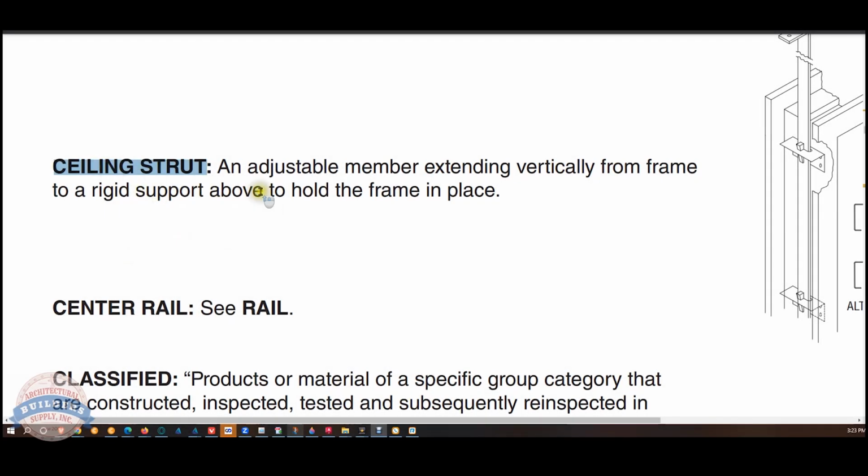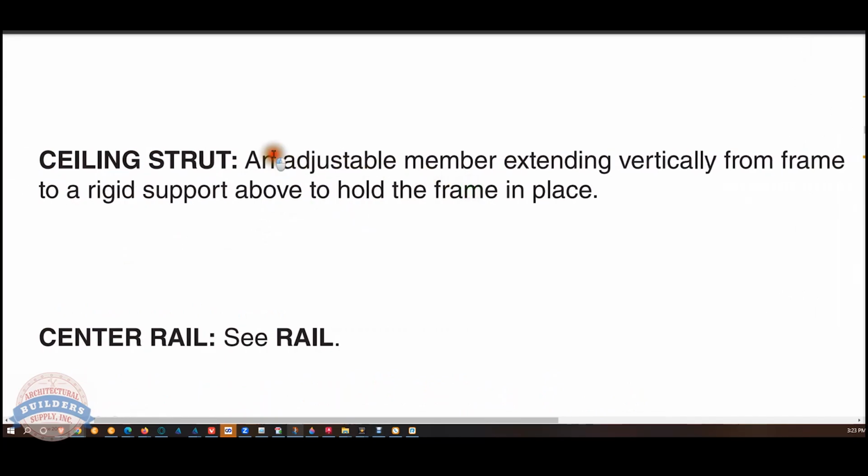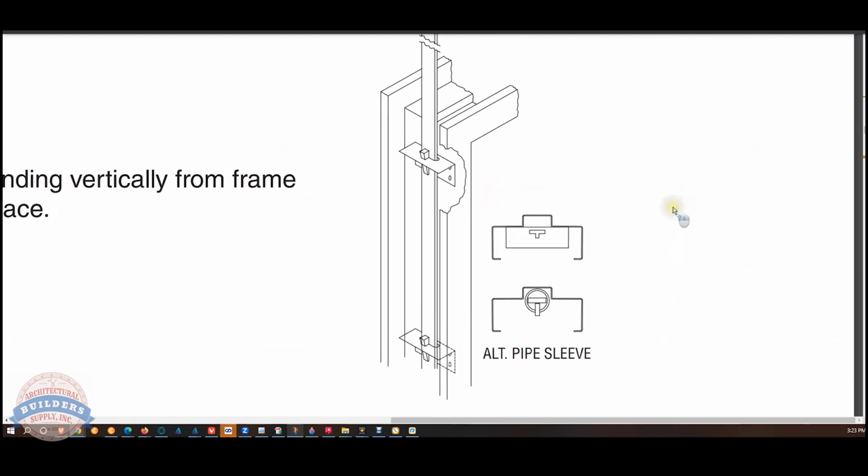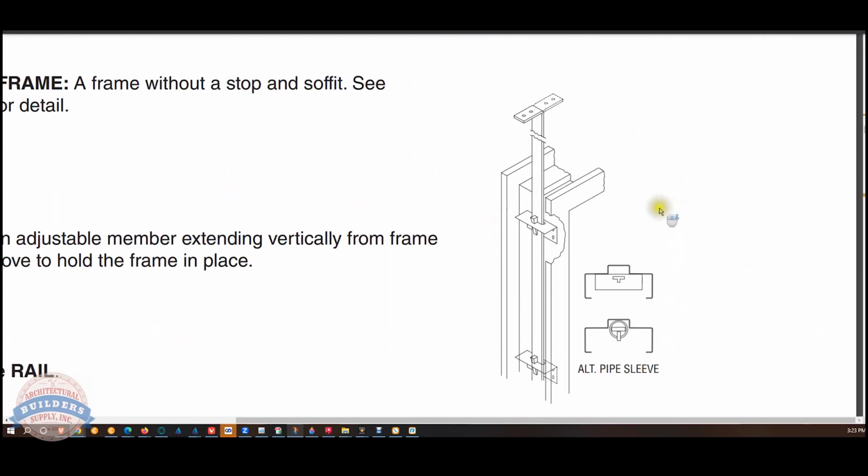So here's the definition. Ceiling strut. An adjustable member extending vertically from frame to a rigid support above to hold the frame in place. And that's what they're showing us. I've never had hollow metal frames made with ceiling struts, but I know that accommodations have been made either in our shop or in the field to anchor the frame above the header line when you don't have anything happening up here in traditional sort of partition or masonry construction.